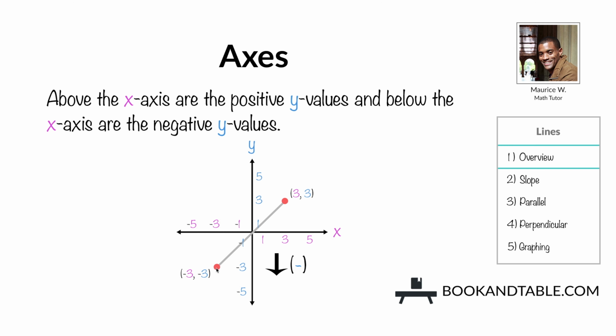So this point has a negative x value since it's to the left of this y-axis. It's negative 3. And you have to go down, which means we're going below the x-axis, which means its y value is also going to be negative. So we have positive x, positive y in this quadrant, negative x, positive y in this one, negative x values and negative y values in this one, and positive x values and negative y values in this one.